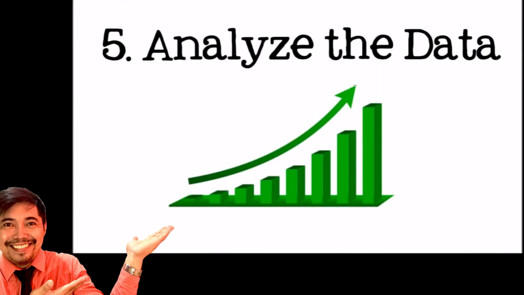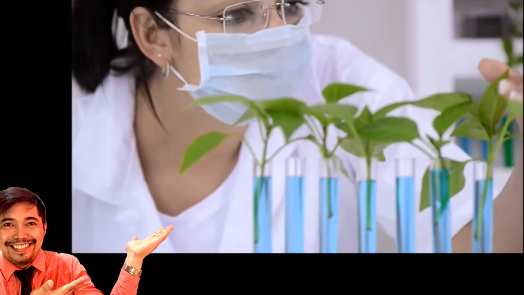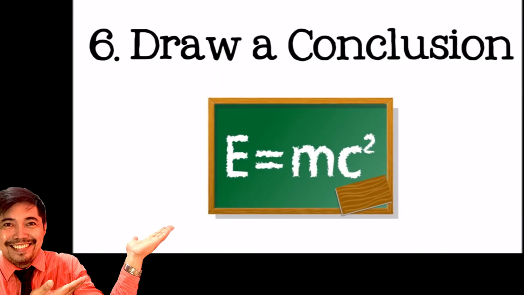Once you have completed your experiment, you analyze your data. All right? You analyze the result of your experiment and try to figure out what happened. Finally, using your data, you can draw a conclusion. If your conclusion did not support or agree with your hypothesis, that's okay. It doesn't mean that it was a bad experiment.